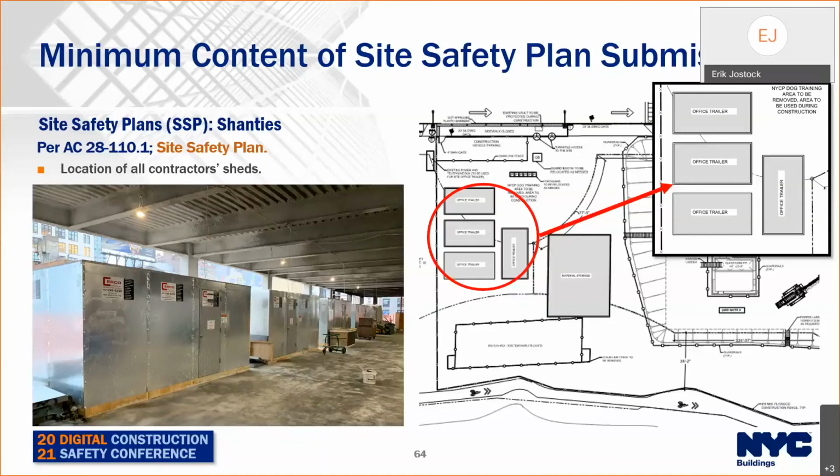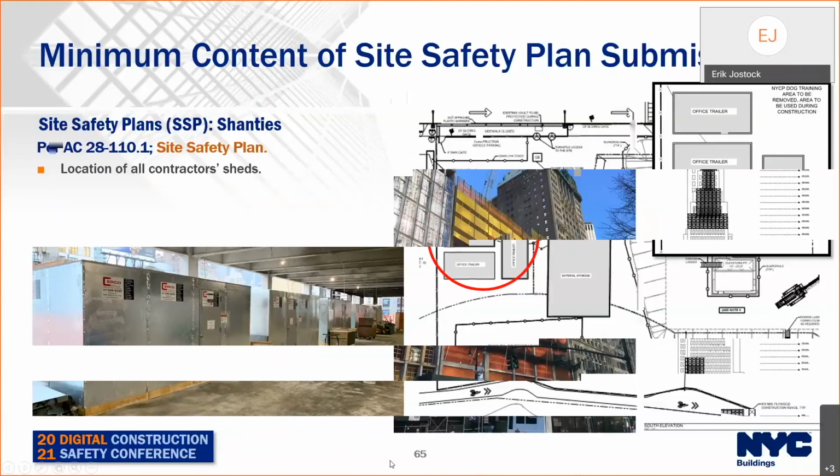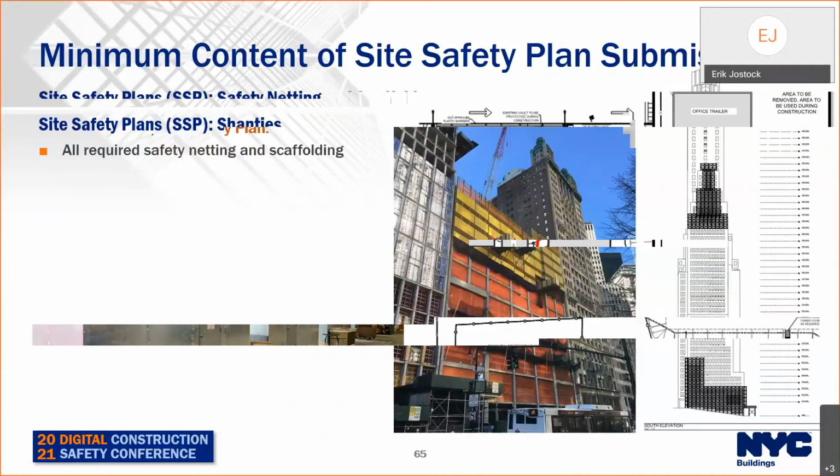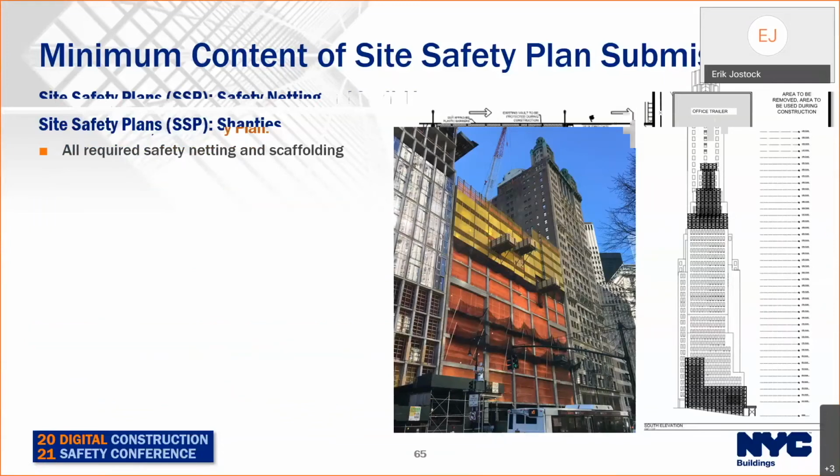New code changes will include requirements for door width, travel distances, occupancy code requirements of Chapter 10, fire resistance rate of construction, and possibly a permit for this shed. On the site safety plan, on the elevations and on the plan, locations of safety netting and scaffolding as per Administrative Code 28-110.1.